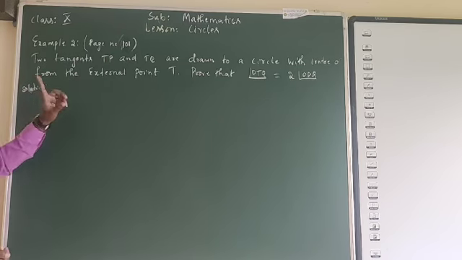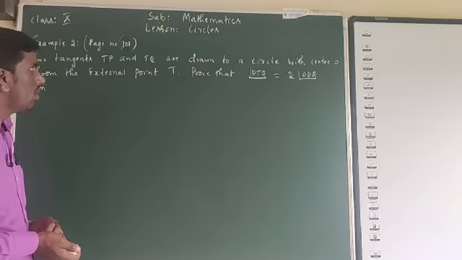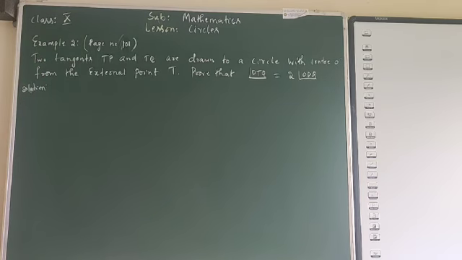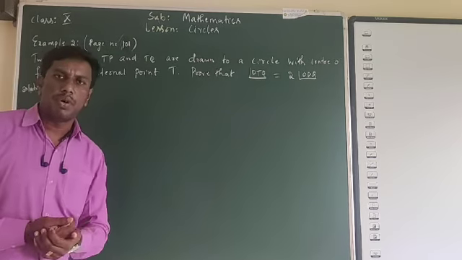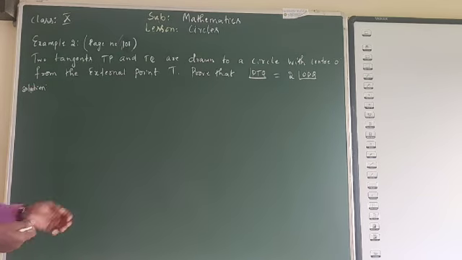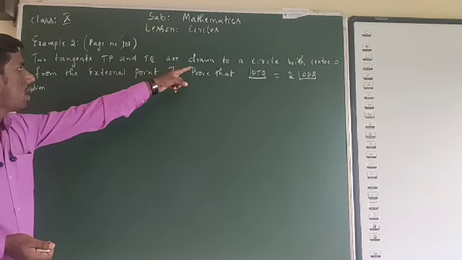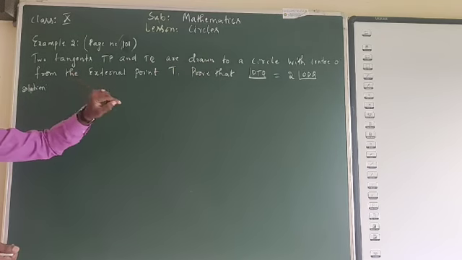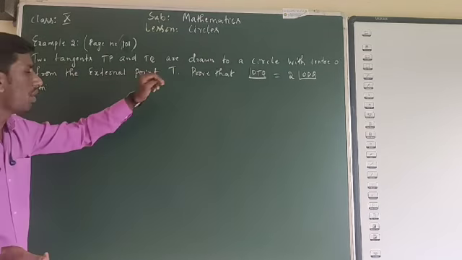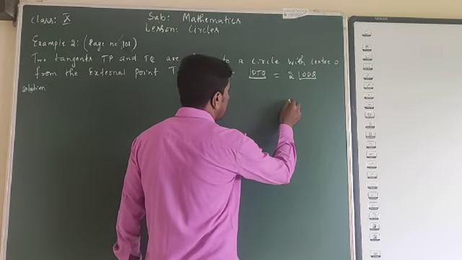Two tangents TP and TQ are drawn to a circle with center O from the external point T. Prove that angle PTQ is equal to 2 times angle OPQ. So there will be two tangents drawn to a circle with center O from the external point T. So I am having a circle.